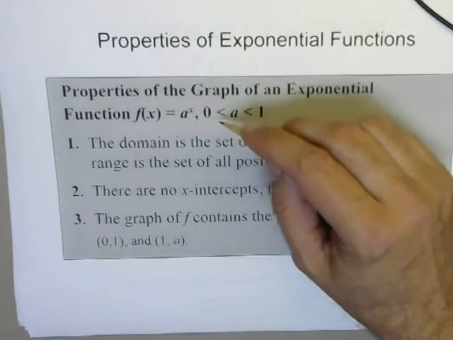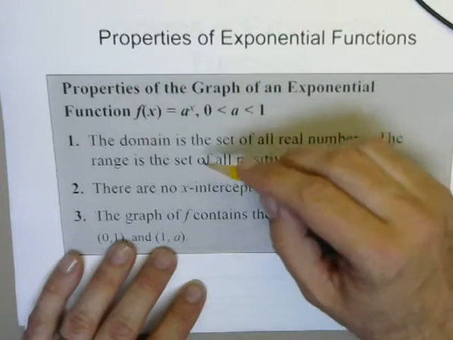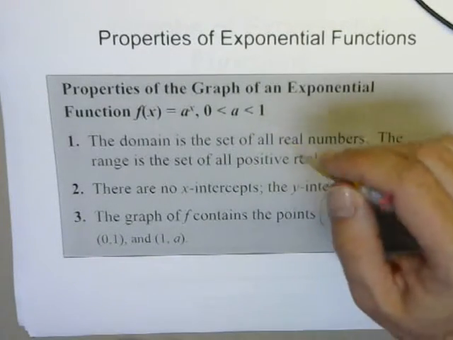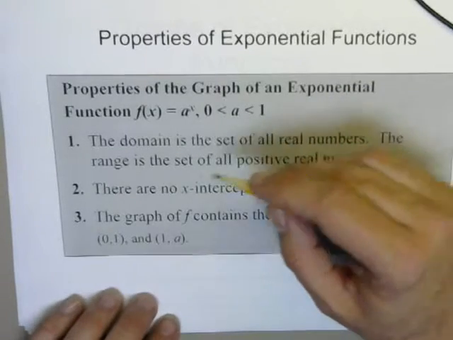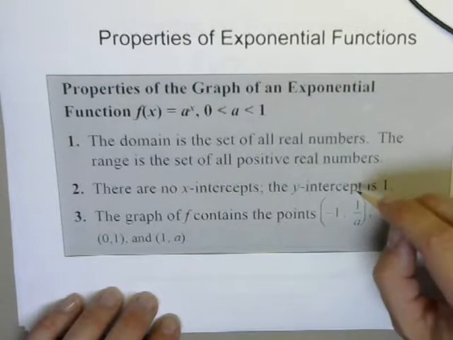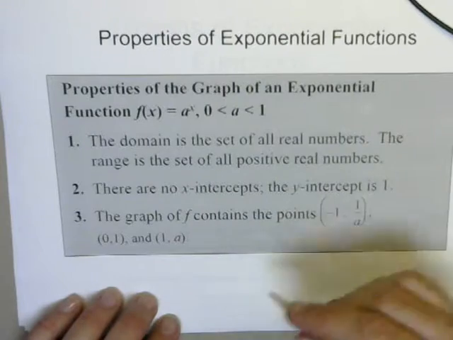So again, if a is between 0 and 1, you get all real numbers as the domain, and the range is the set of all positive real numbers. You're never going to get 0. There are no x-intercepts. The y-intercept is (0, 1), and again it will contain the same points.